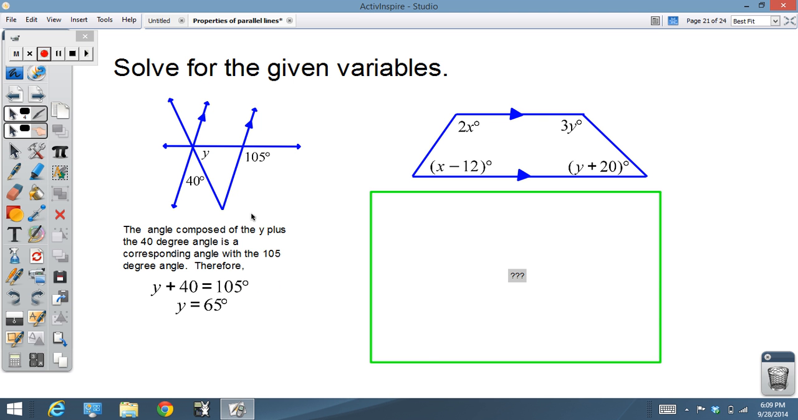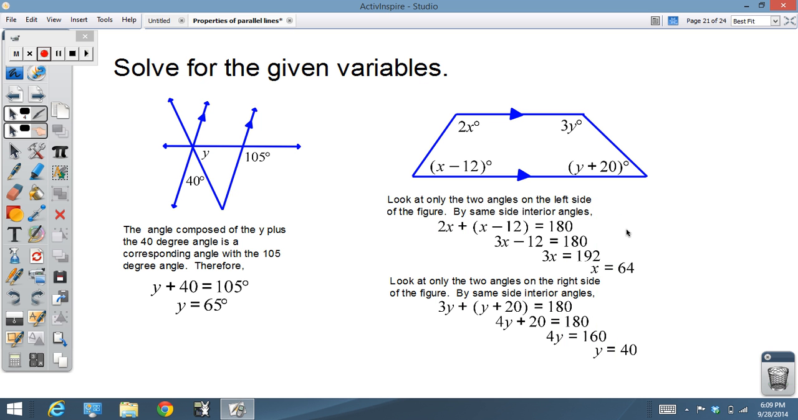Second answer, I'm looking at these combinations and noticing that on the left-hand side, I have a pair of parallel lines. Let me make them green. Great, green. Pair of parallel lines here and here, cut by this transversal here. And that configuration looks like what we call same side interior angles. Therefore, 2x and x plus 12 have to add together to make 180. Solve our algebra, we find out x has to be 64.